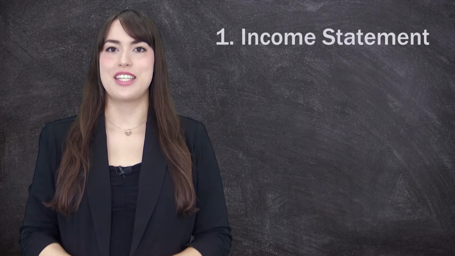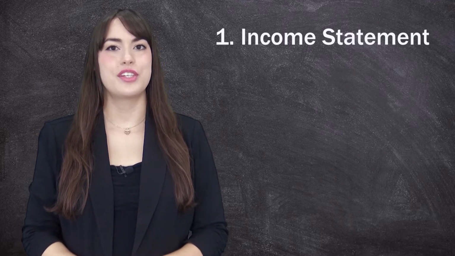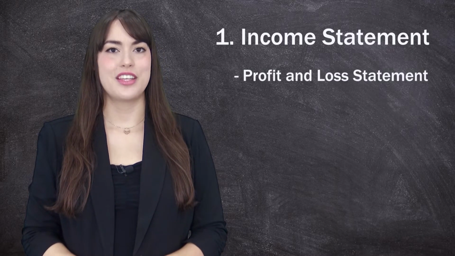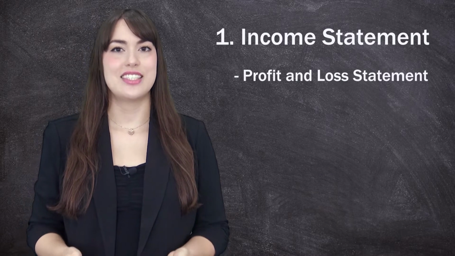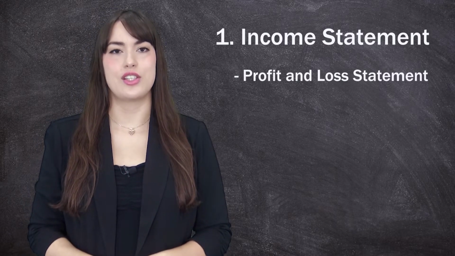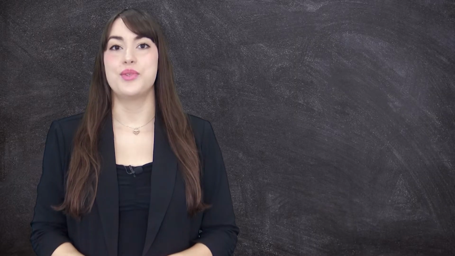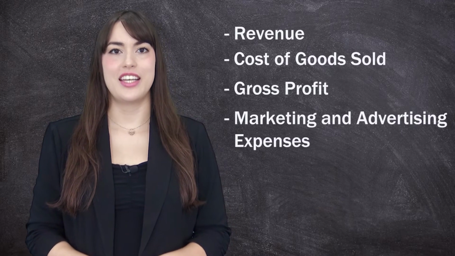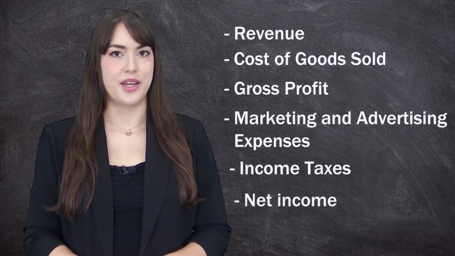Number 1, income statement. It is developed to show a business's profit and loss over a certain specified period, which is why it's also known as a profit and loss statement. You include all sales revenue and then deduct all of your expenses and consequent losses. There are several generic items commonly seen in any income statement. These include revenue, cost of goods sold, gross profit, marketing and advertising expenses, income taxes, and net income.